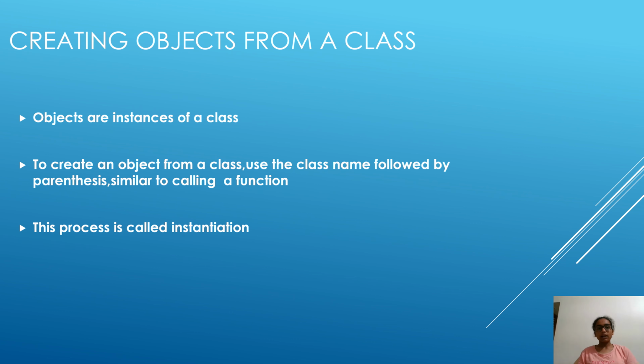Creating objects from a class. Objects are instances of a class. To create an object from a class, use the class name followed by parentheses, similar to calling a function. This process is called instantiation.